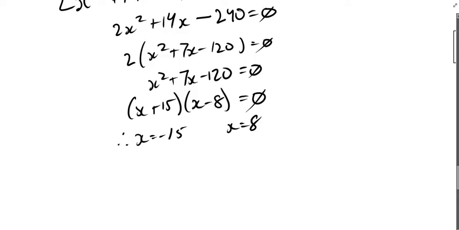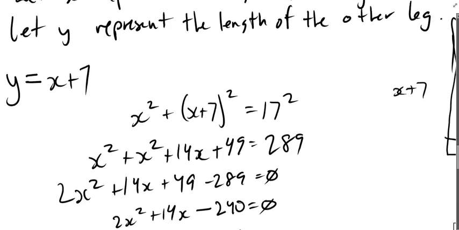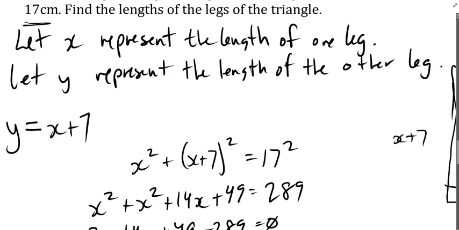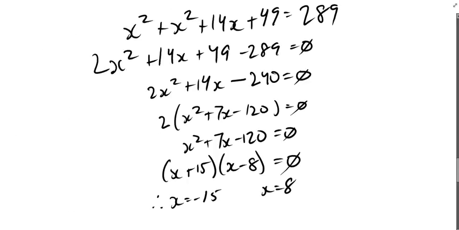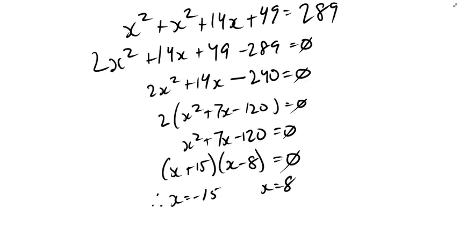What do you think about these answers? Okay, good to notice. Jaden? One of them's negative. Why is that relevant? Don't forget what this is all about. Let x represent the length of a leg. You can't have negative length. We've seen this before.